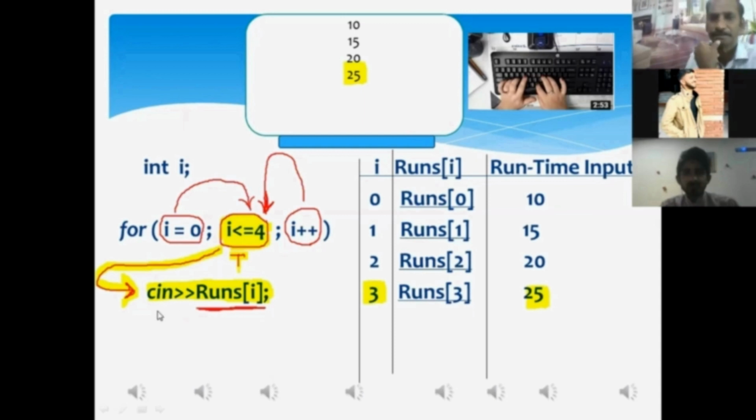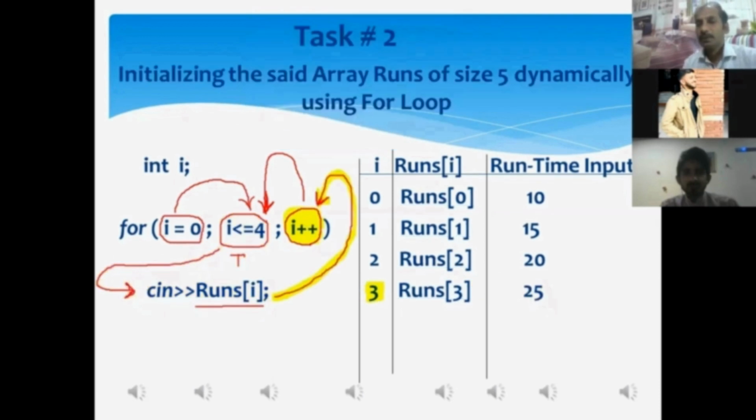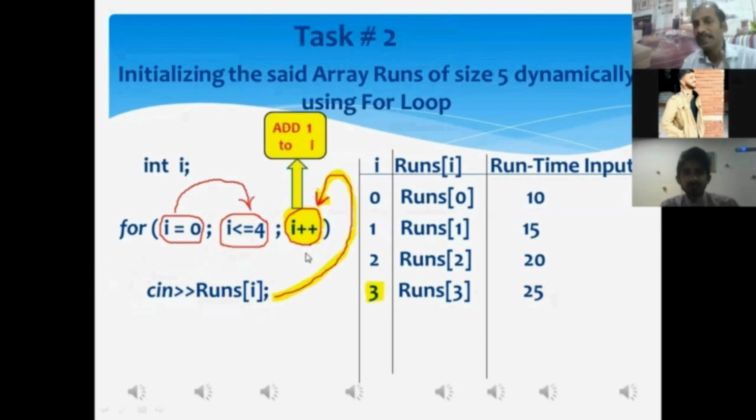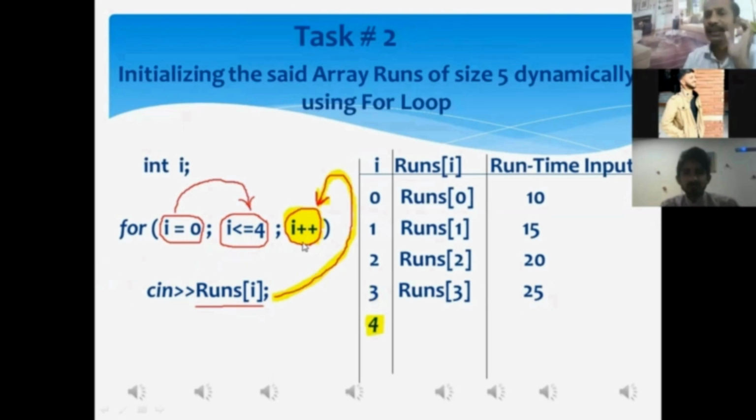Sir, increment statement. Okay. My dear, do tell me over here, what is the current value of i? Sir, 3. Okay. Add 1 to i. What will i's next value become? Sir, 4. Okay. I am writing over here 4. All right. After the execution of the increment statement, that one is this.